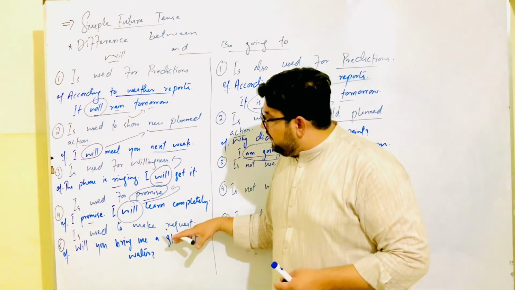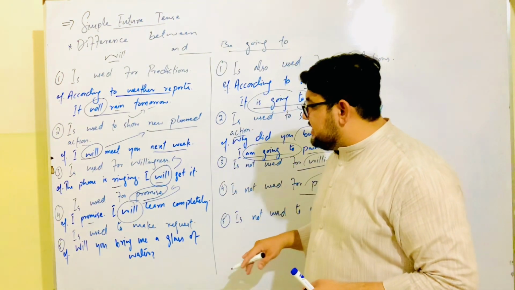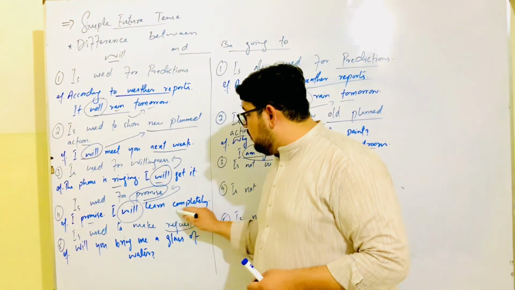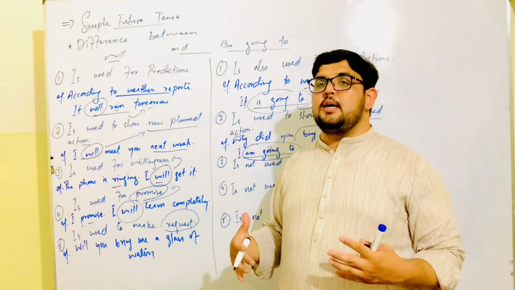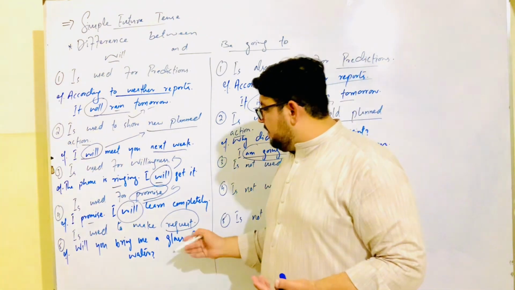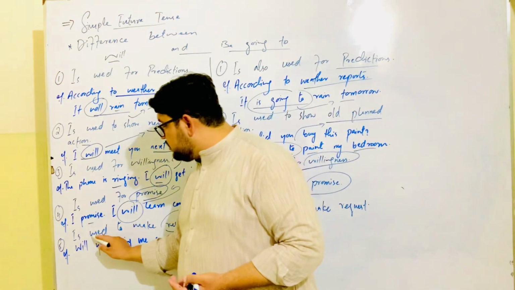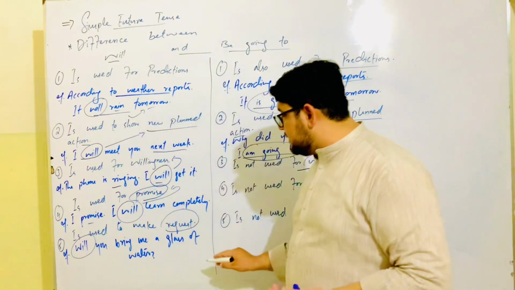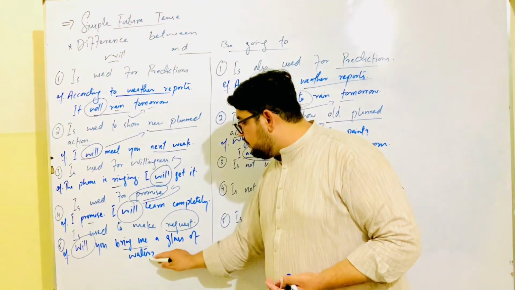The fifth and last difference is that will is used to make requests. Through the word will we can make requests, for example, will you bring me a glass of water? So will here is used to make a request. Will you bring me a glass of water?